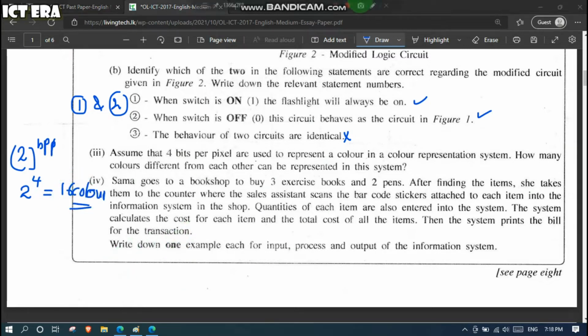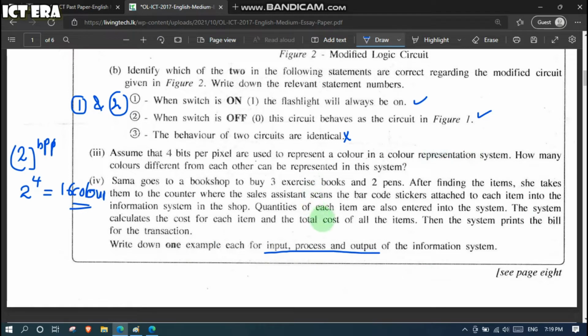Okay, then the fourth one, Sama goes to a bookshop to buy 3 exercise books and 2 pens. After finding the items, she takes them to the counter where the sales assistant scans the barcode stickers attached to each item into the information system in the shop. Quantities of each item are also entered into the system. The system calculates the cost for each item and the total cost. Then the system prints the bill for the transaction. So write down one example for each input, process and output.